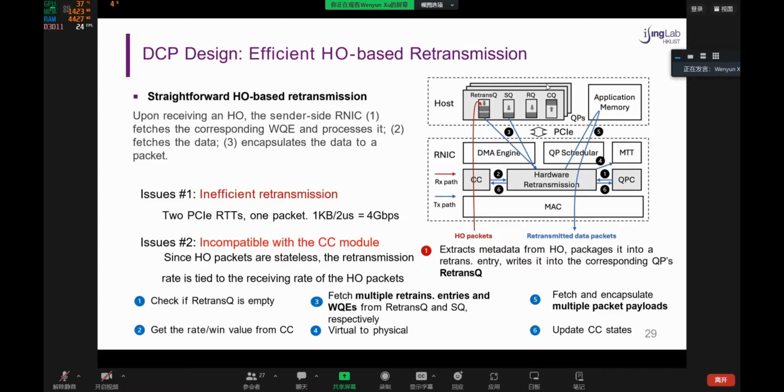In the TX path, the author employs a batched fetching approach. After checking whether the retrans queue is empty and getting a value from CC, the RNIC fetches multiple retransmission entries and WQEs from the retrans queue and SQ respectively. After performing address translation, the RNIC fetches and encapsulates multiple packet payloads and finally updates the CC state. So in summary, the approach improves the PCIe utilization and enables CC to control the retransmission rate.